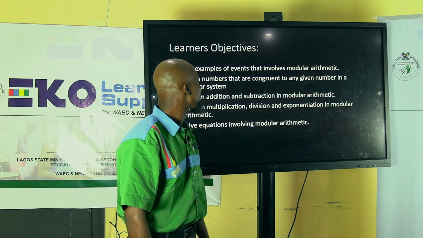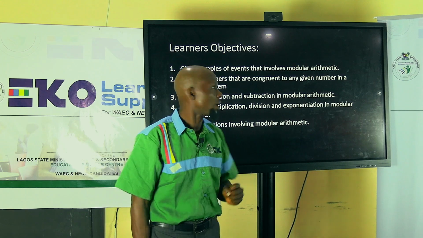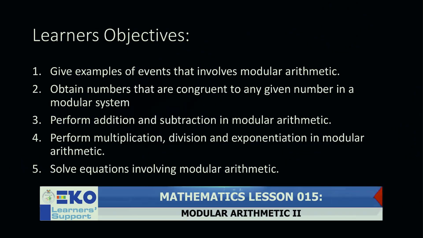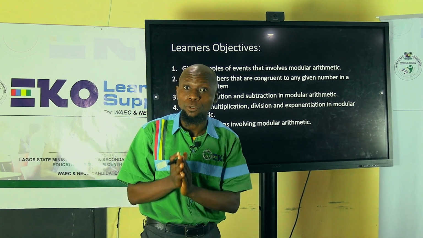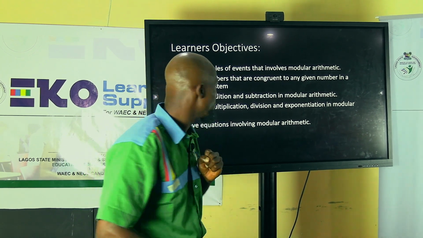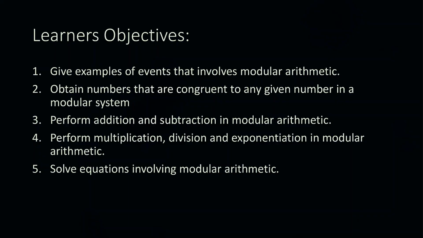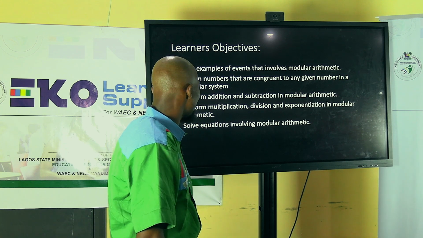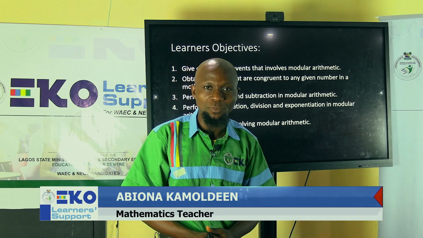So remember that at the last class, we were able to look at a few objectives. Number one, we were able to give examples of events that involve modular arithmetic. We were also able to obtain numbers that are congruent to a particular number in that system. Then we were able to perform addition and subtraction in modular arithmetic. So today we'll quickly look at multiplication, division, and exponentiation in modular arithmetic. We will also look at how we can solve linear equations in modular arithmetic.